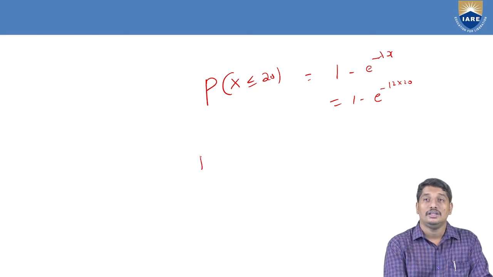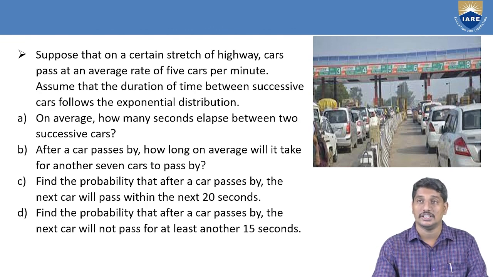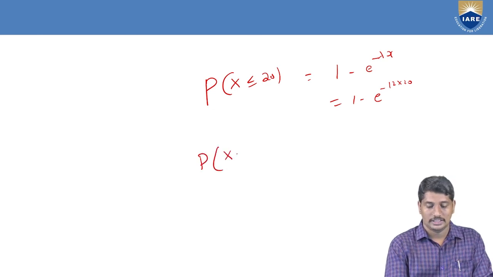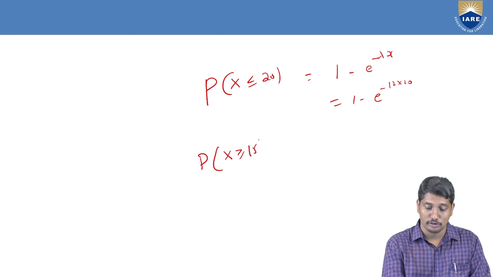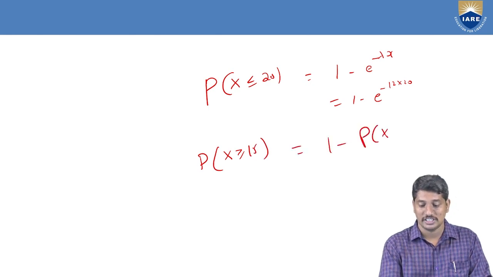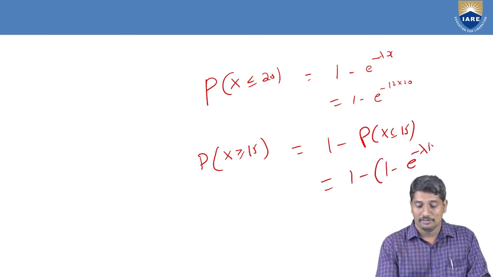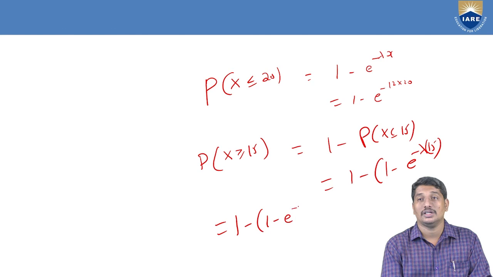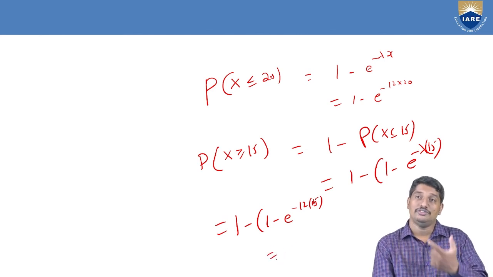And finally, he is asking us to find the probability that no car will pass for at least another 15 seconds. That is x greater than or equal to 15 seconds. That is 1 minus P of x less than or equal to 15 seconds. That is 1 minus e power minus lambda 15, that is 1 minus e power minus 12 into 15. If you calculate this, you will get the probability that there will be no car for at least 15 seconds at the plaza.